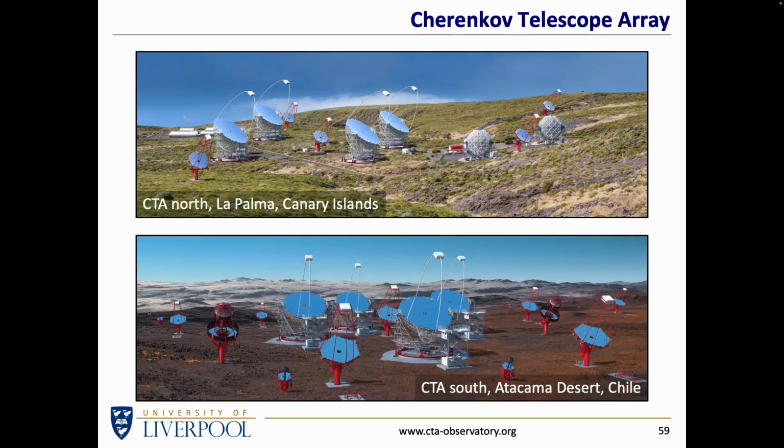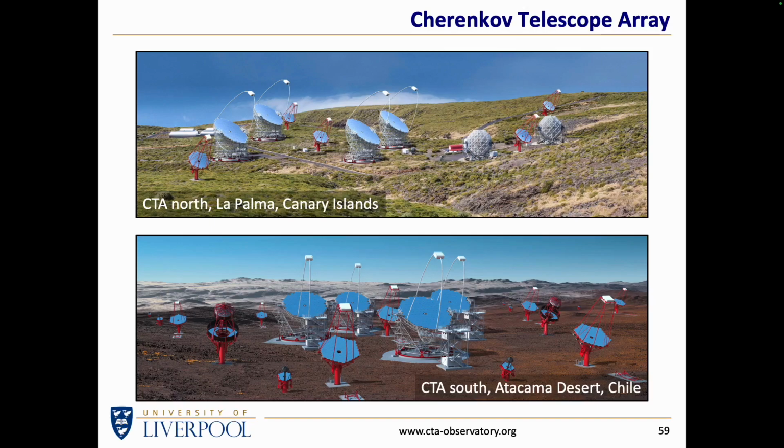There's a whole load of these telescopes being built in the Canary Islands and a whole load being built in the Atacama Desert. It's not finished yet, they've just started putting it together. One of my colleagues in the University of Liverpool is taking part in this particular project. The telescopes are all different sizes, you might notice.